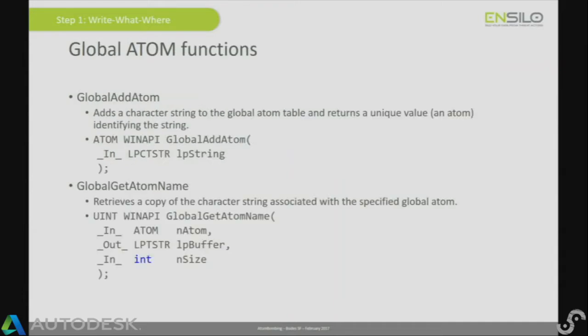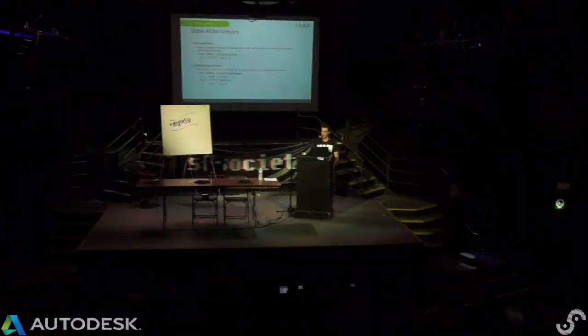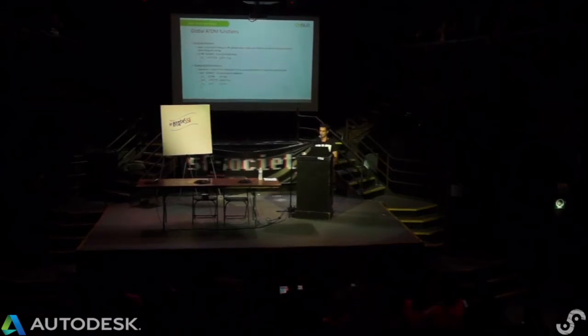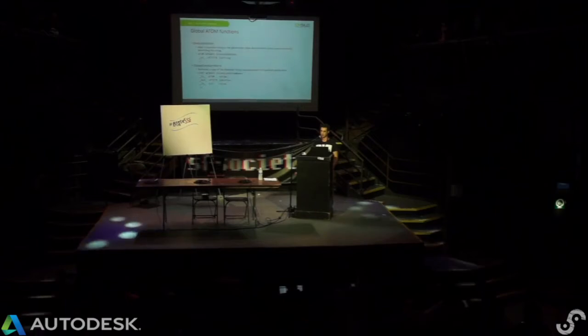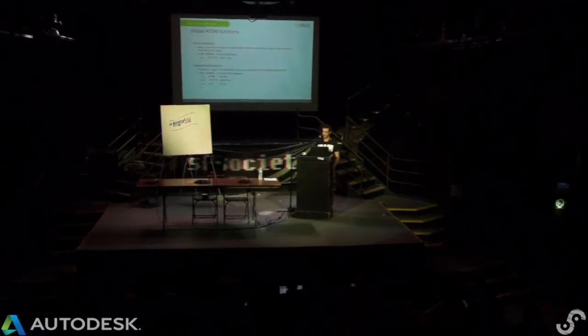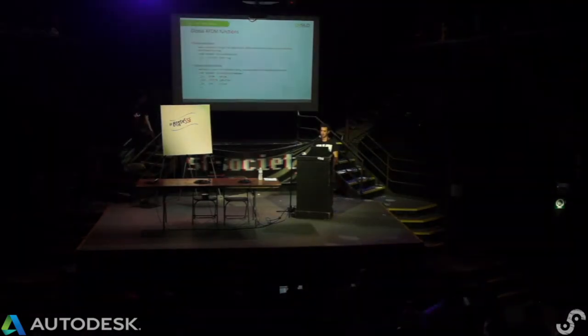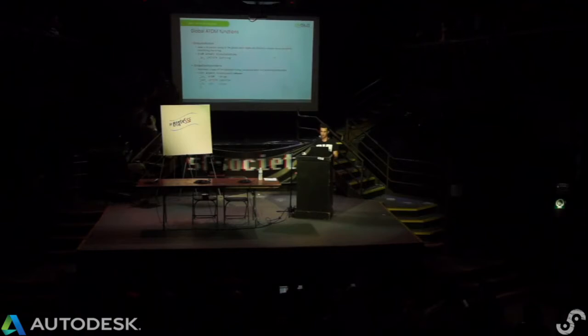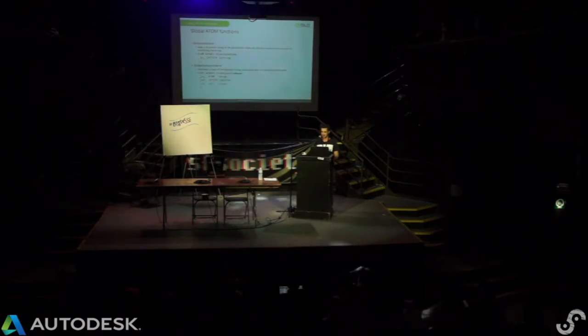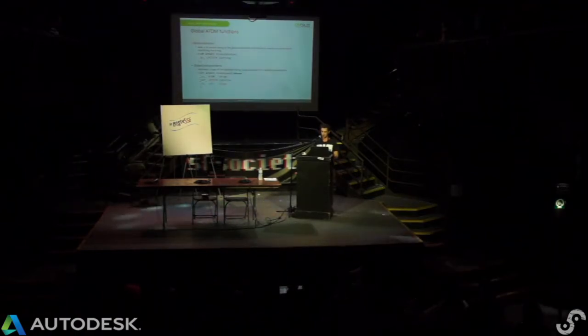Now, the functions that we can use to manipulate the global atom table are GlobalAddAtom and GlobalGetAtomName. The first one receives a pointer to a string and returns an atom, the 16-bit little token that we can use to identify the string. The second function retrieves the string: it receives an atom, a pointer to a buffer, and a size. The size is there just so we don't have any buffer overruns.